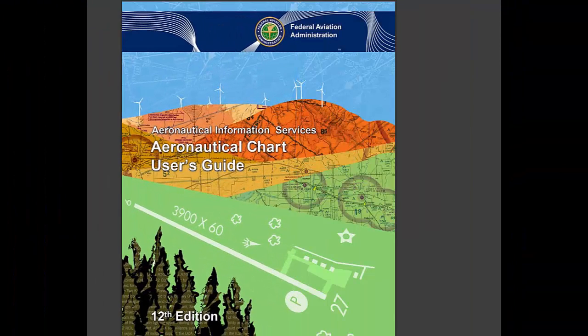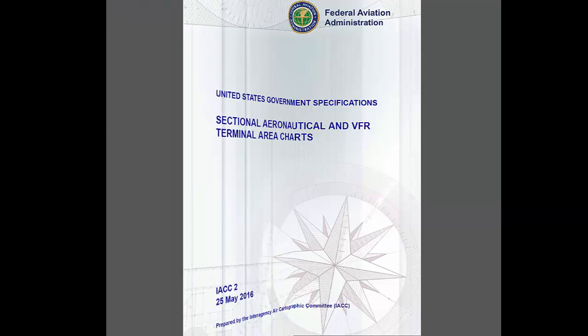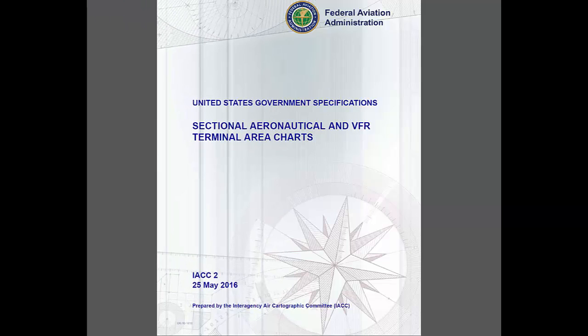So when I have a question about the sectional, the two things that I go to, the first is the Aeronautical Chart User's Guide. Fantastic guide that'll tell you almost everything that you need to know about the sectional. And the second thing I go to is the sectional, aeronautical, and VFR terminal area charts. It's not as user-friendly in terms of reading it. This is prepared by the Interagency Air Cartographic Committee, the IACC. So this isn't as user-friendly, but it does have more detail than the user guide.